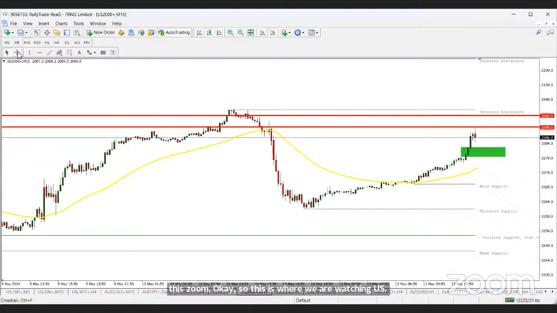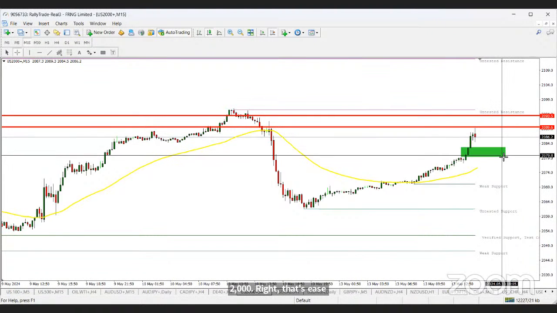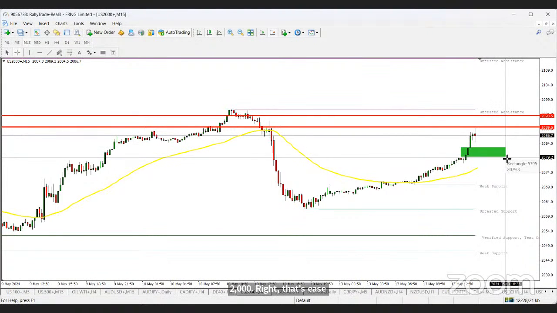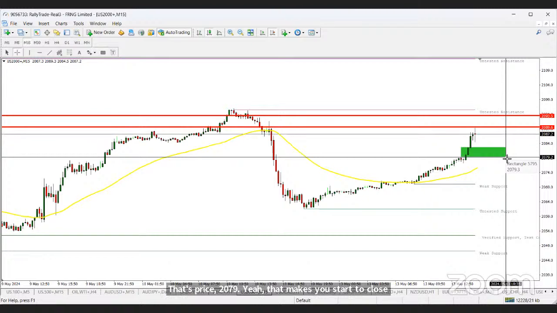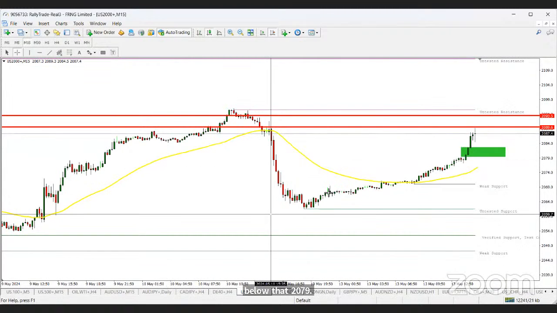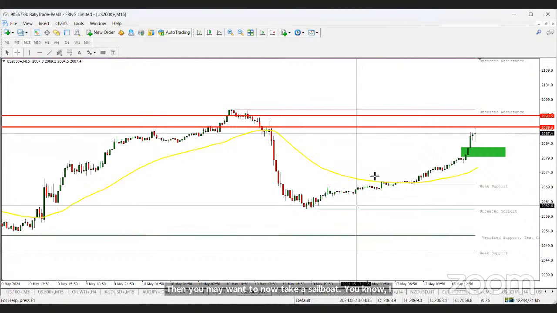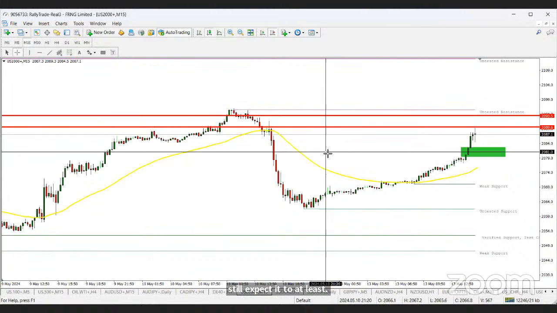That is price 2079. Anything that makes US 2000 close below that 2079, then you may want to take a sell. But I still expect it to at least push up to test this particular point here.